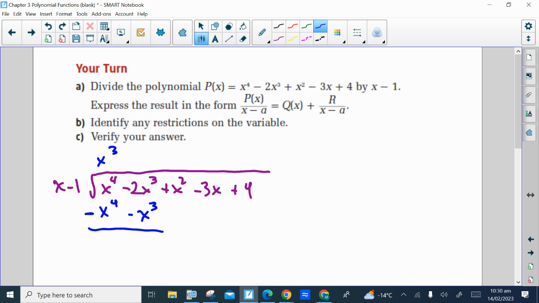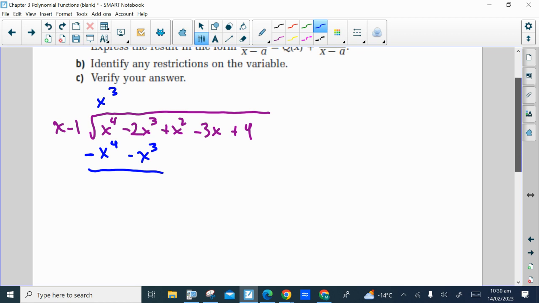The x to the fourth cancel. And remember, you're subtracting. It's negative 2x cubed minus negative 1x cubed. The minus minus becomes a plus positive, so it's negative 2x cubed plus 1x cubed, which gives us negative 1x cubed left. And we'll bring down that next term, which is a positive x squared.